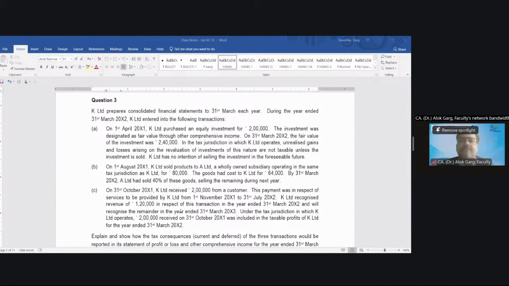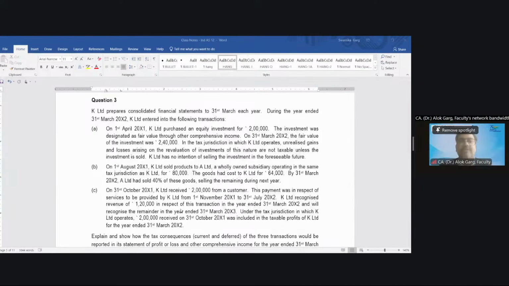Okay. The investment was designated as fair value through other comprehensive income. On 31st March, the fair value of the investment was 2,40,000. So this 40,000 has been taken into OCI. In the tax jurisdiction in which K Limited operates, unrealized gains and losses arising on the revaluation of investment of this nature are not taxable unless the investment is sold. K Limited has no intention of selling this investment in the foreseeable future.